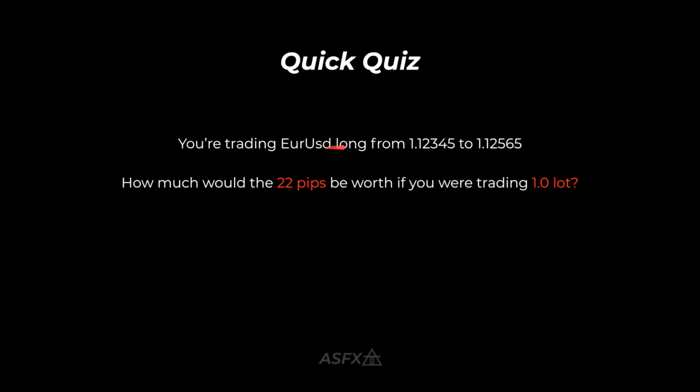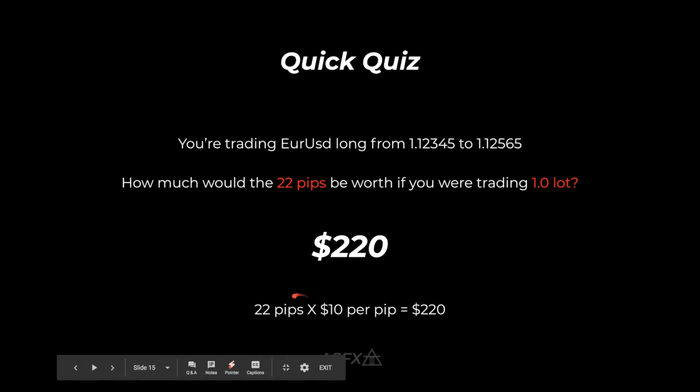Another question for you here. You're trading Euro USD long from 1.12345 to 1.12565. How much would that 22 pips of movement be worth if you were trading one standard lot? Ready? It would be $220. Why? 22 pips times $10 per pip on a standard lot gets you $220.